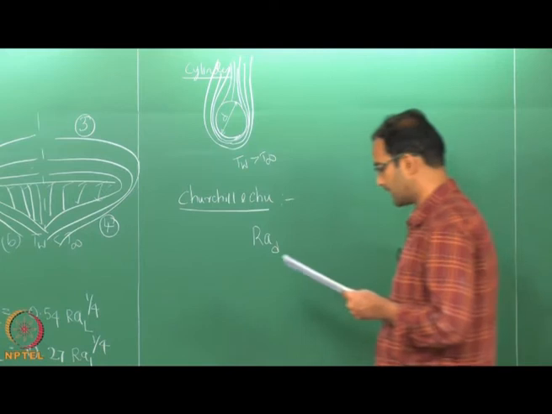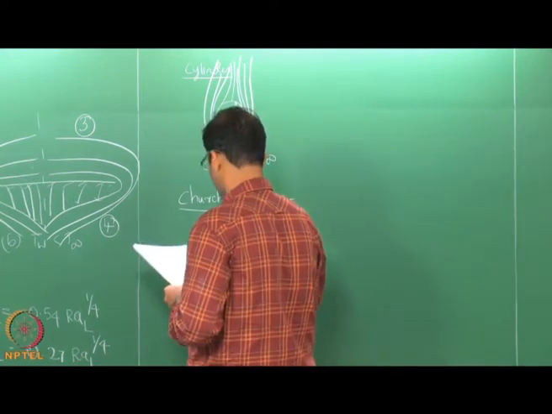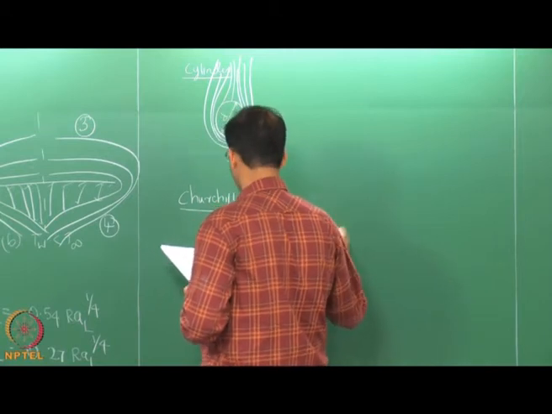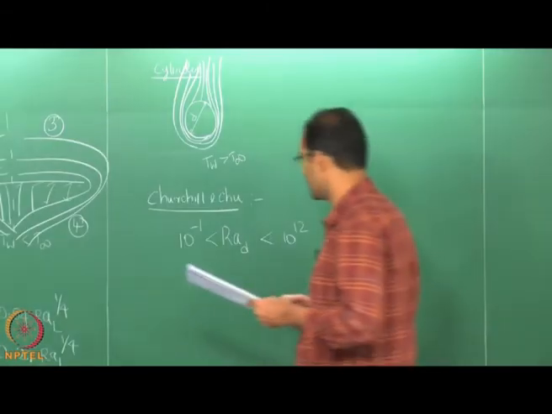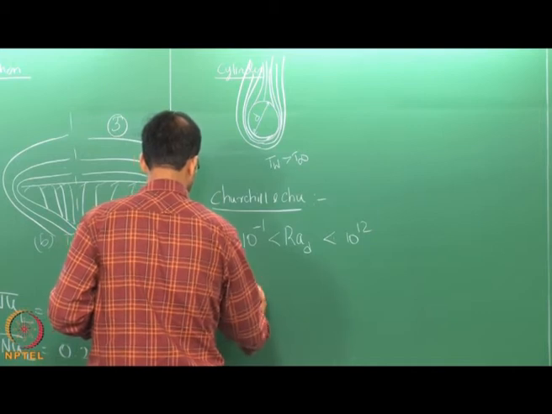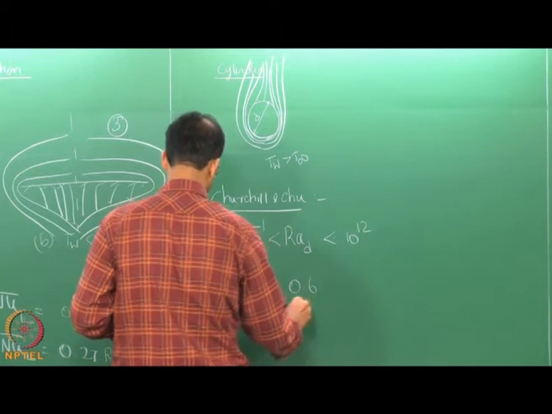Okay. So, this is valid for a Rayleigh number greater than 0.1 and less than 10 power 12. That means a very wide range. So, 13 orders of magnitude variation. This has been correlated over a wide range of experimental data. So, this is one of the most popular correlations.